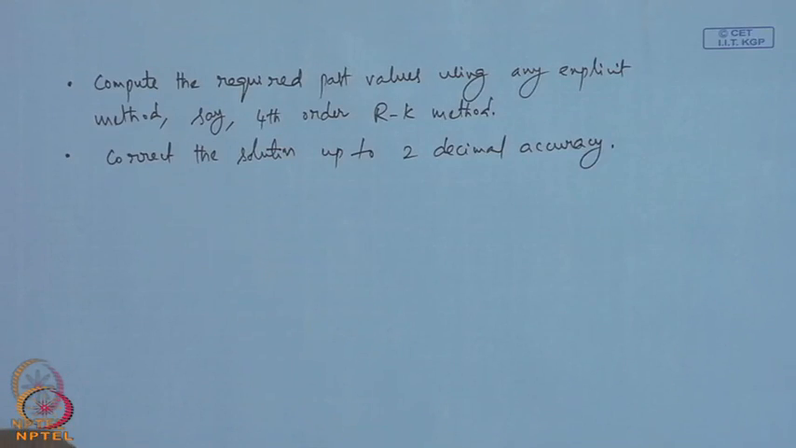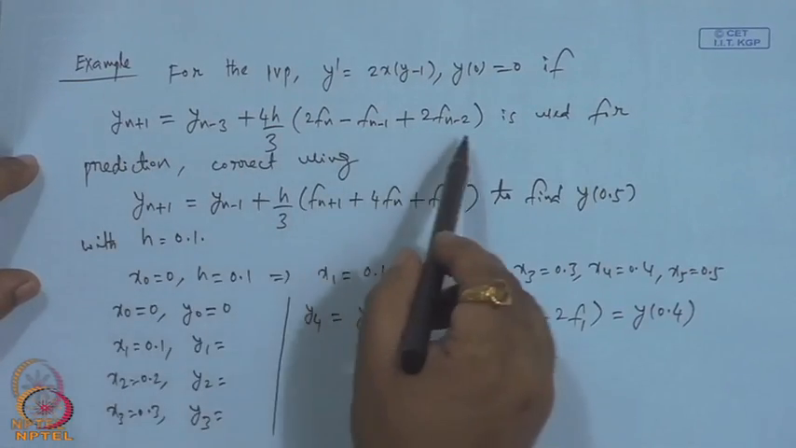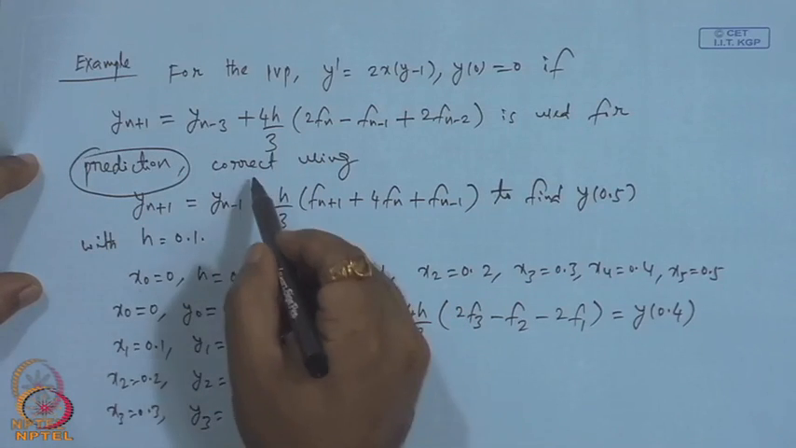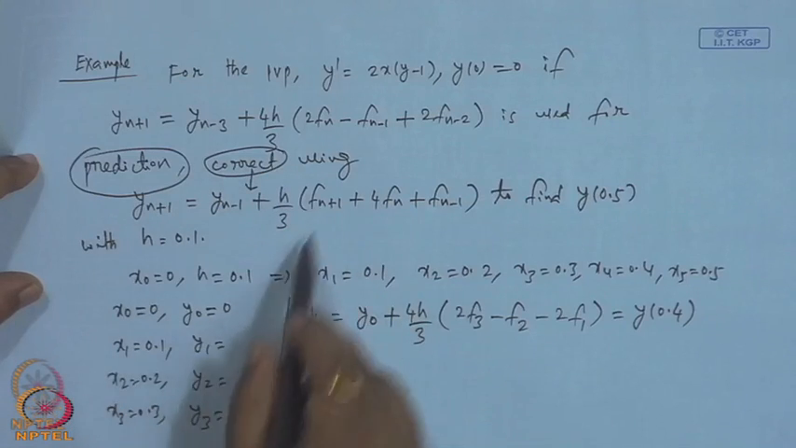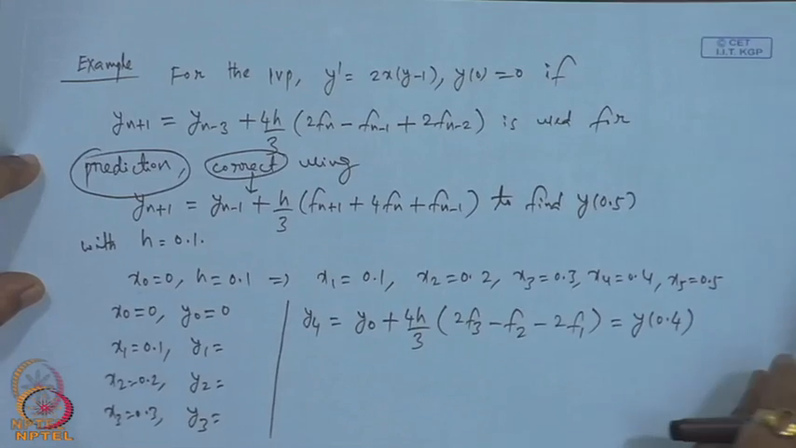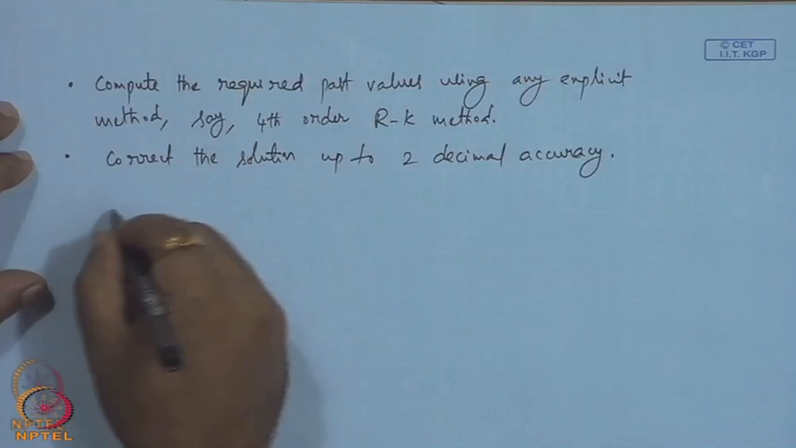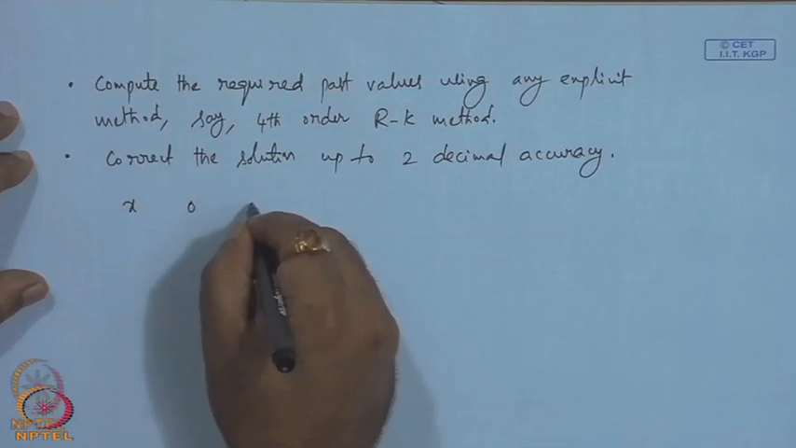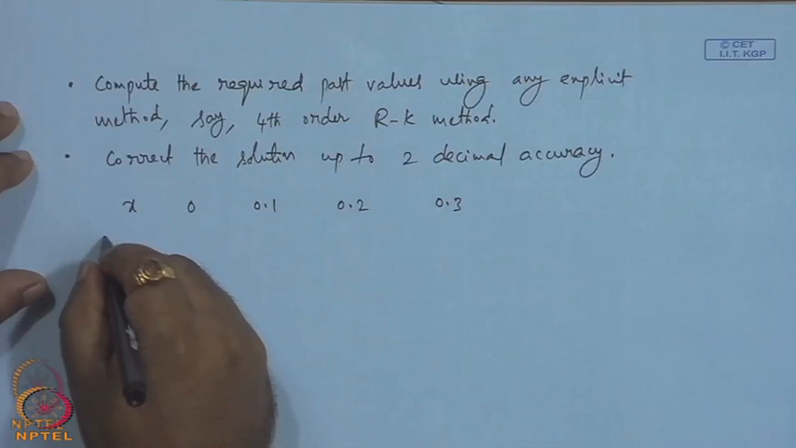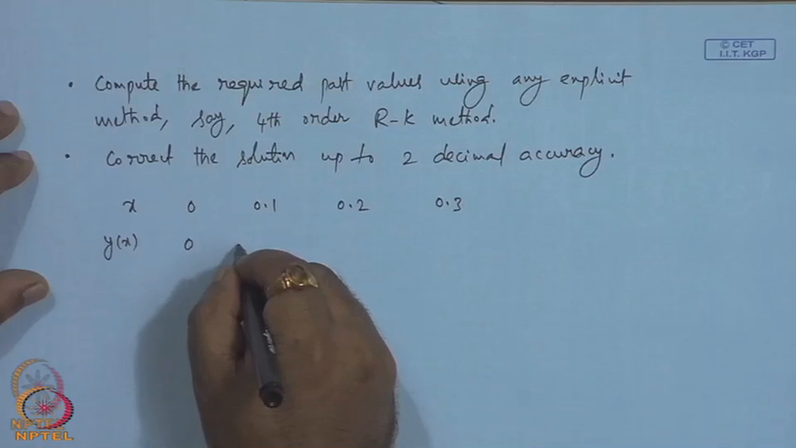Okay. So, now the problem is set. Given an IVP, this is the explicit method which is used for prediction, then this is used for correction, which is implicit because of this nature. Now, the past data is required. Okay. So, you can compute, just to save time, I am just supplying the past data. Okay.